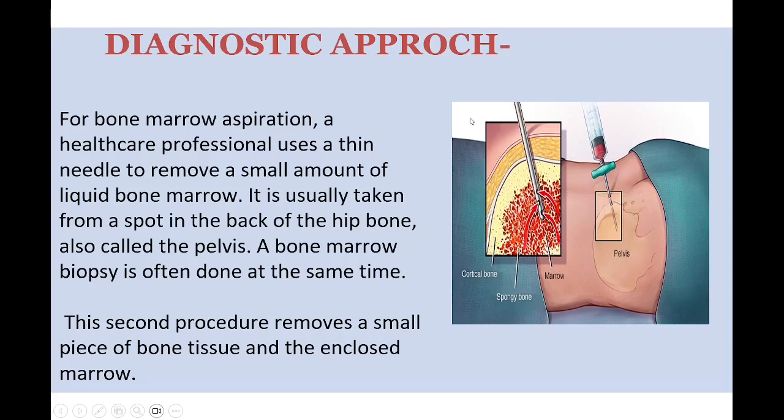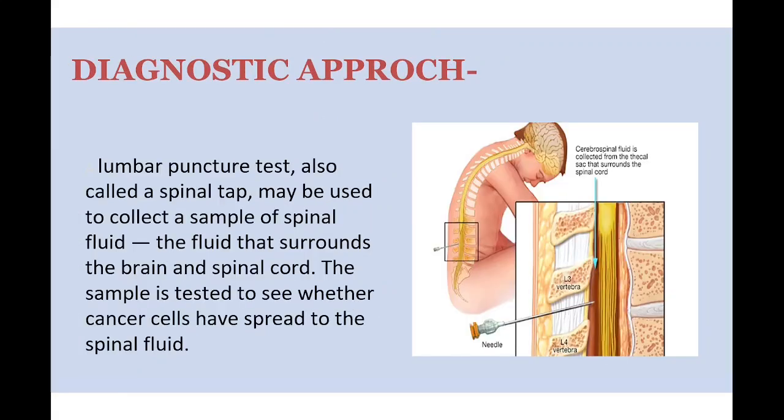After the blood test, if the doctor suspects leukemia, they will go for the next step, that is bone marrow aspiration. A healthcare professional uses a thin needle to remove a small amount of liquid bone marrow, mostly from the pelvic area. At the same time a bone marrow biopsy is also done. In this second procedure, a small piece of bone tissue and the enclosed marrow is removed. Lumbar puncture: cerebrospinal fluid is collected, to check whether cancer cells have spread to the spinal fluid. The spinal fluid is collected from the thecal area.